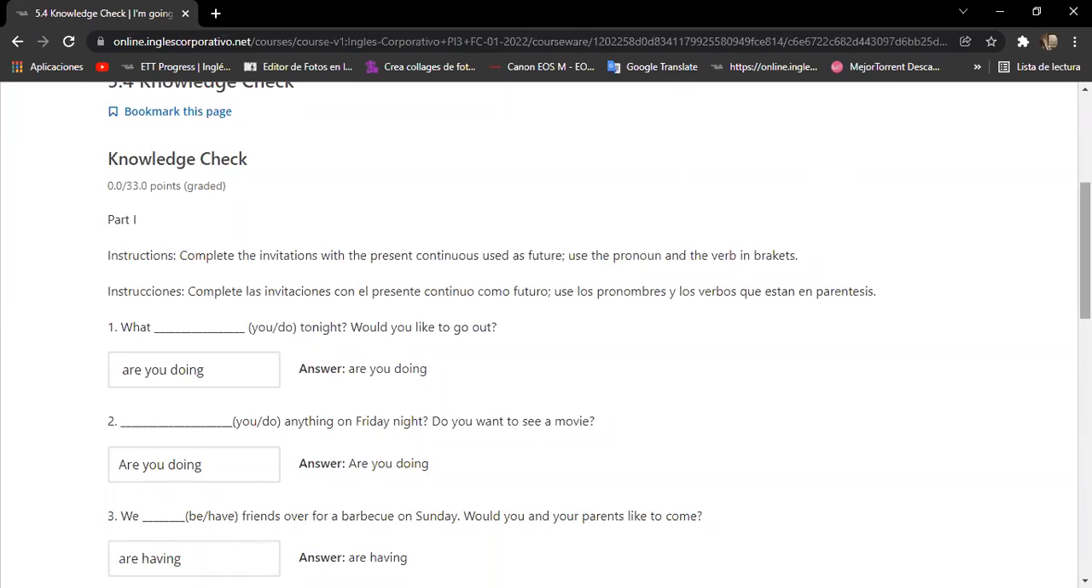Yes, teacher. Y si un día me preguntan, entonces, ¿por qué no puedo decir "I am going to eat pizza tomorrow" y tengo que decir "I am eating pizza tomorrow"? No, the two are correct. Que la mayoría de gente va a decir "I'm eating pizza tomorrow." It's more popular.